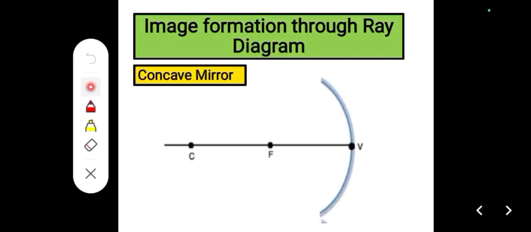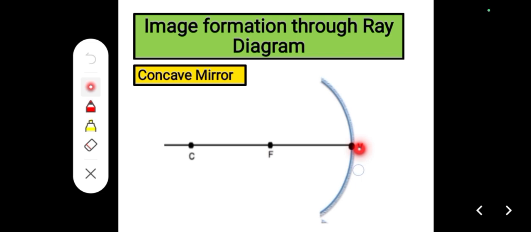So this is how we are going to determine the image using a ray diagram. This represents the concave mirror. As you can see, it is forming an inverted C. If you happen to be confused about concave and convex, just remember the word cave, as if you're entering a cave, an opening in the cave. So that's concave. And this line here, the central line, is called the principal axis.